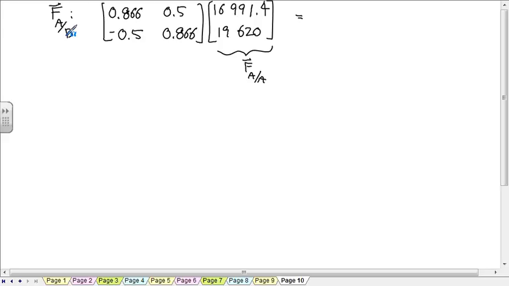And if you do that multiplication, you get 24,525 for the X component, and then 8,495.7 for the Y component. And that's in newtons. And the way I have it written in my notes, this is just the new FA.